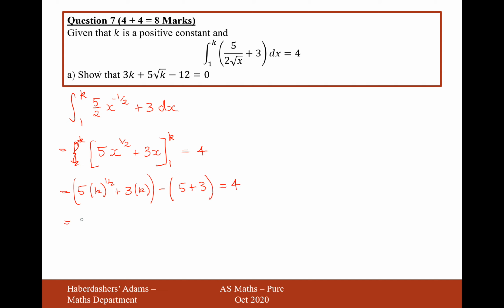Let's now simplify what we've got here. k to the power of a half is the same as root k. 3k, that's just 3 times k. Then you've got minus 8, and then minus the 4 as well, so that would be minus 12, equals 0. So there we are, that's the answer for part A.